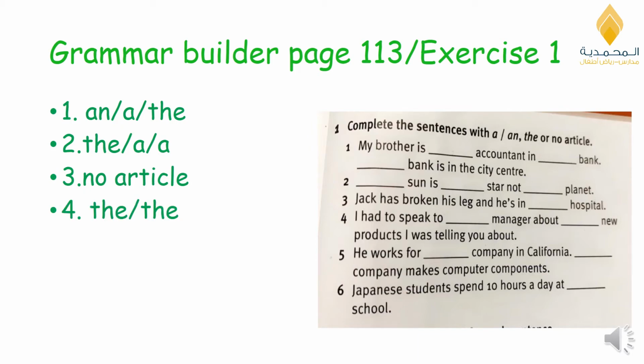Number 5. He works for space company in California. Space company makes computer components. What do I have to use in this sentence? In the first space, I have to put a company. He works for a company in California. I'm mentioning the company for the first time. But when I continue the sentence and I'm talking about the company for the second time, I have to say the company makes computer components.